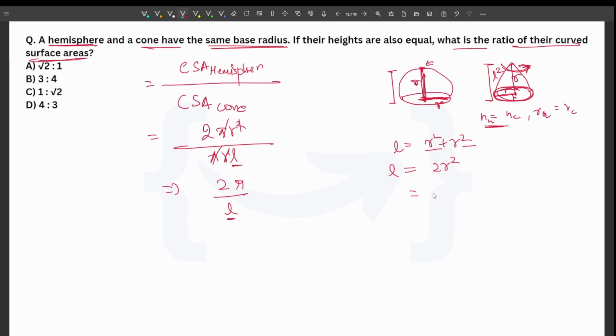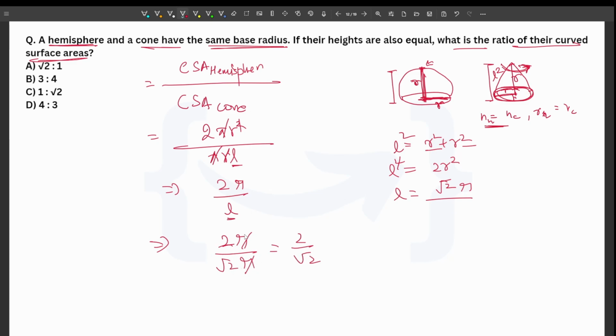Isn't it? So what happens? It will be L square, okay. So L will become root 2 of R. If you take the square root, one R will come out and root 2 will remain. So root 2 of R would be this. So what it becomes? 2r by root 2 of r. R will go off. We have 2 by root 2.